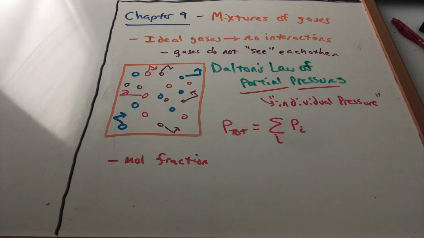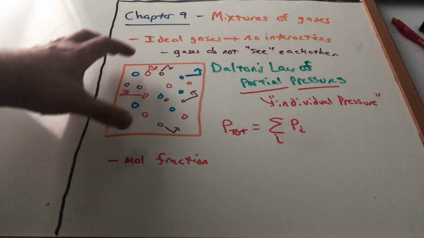The last topic in our gas chapter deals with mixtures of gases, right? And the nice thing about this is we're dealing with ideal gases. So we remember some of the assumptions of ideal gases, and that actually leads to a pretty simple and straightforward way of dealing with mixtures of gases, okay?